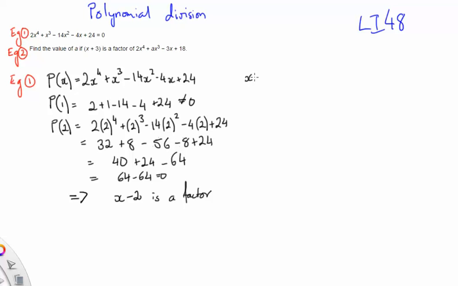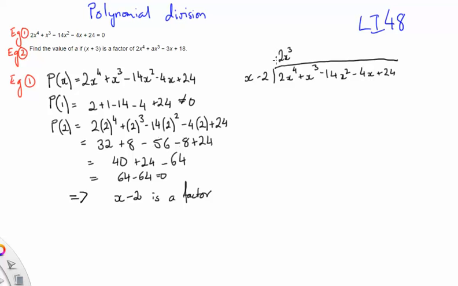Let's set this up. So we have x minus 2, and 2x to the power of 4 plus x cubed minus 14x squared minus 4x plus 24. Okay, long division time. Let's remember how to do this. The first thing we do is we check: x times something gives us 2x to the power of 4. What's the something? Well, the something is 2x cubed, because x times 2x cubed is 2x to the power of 4.